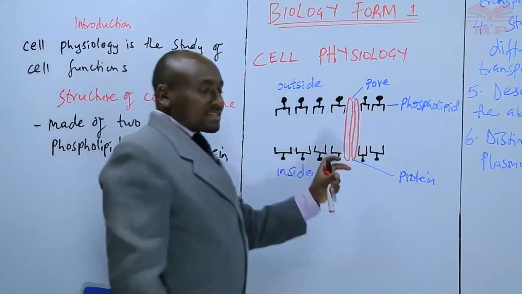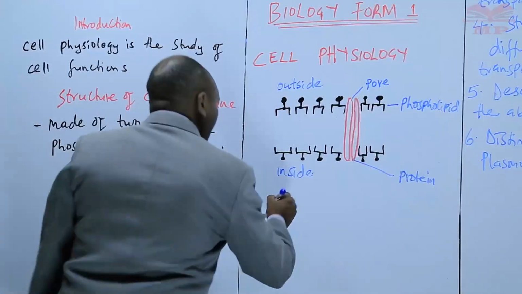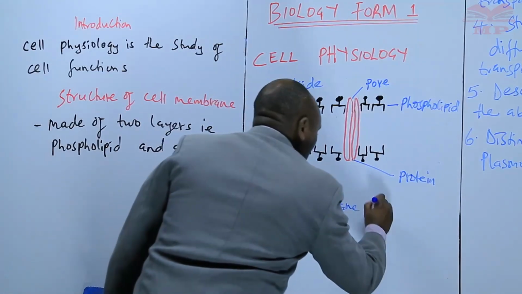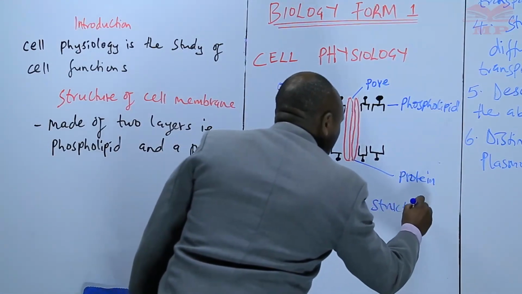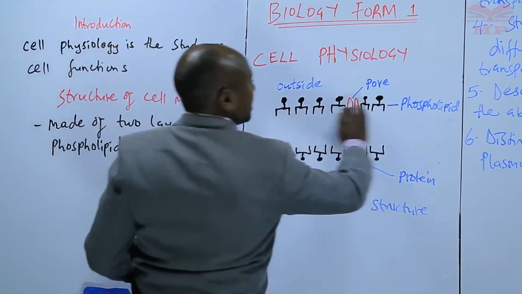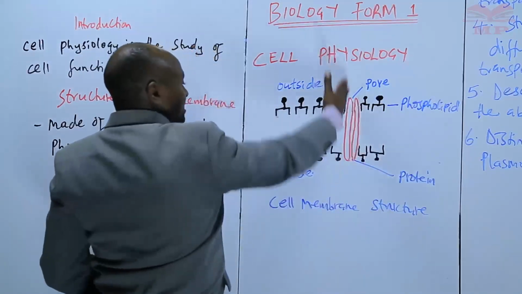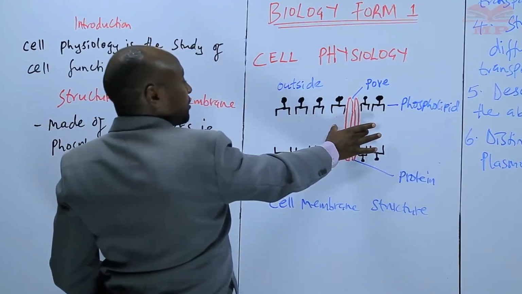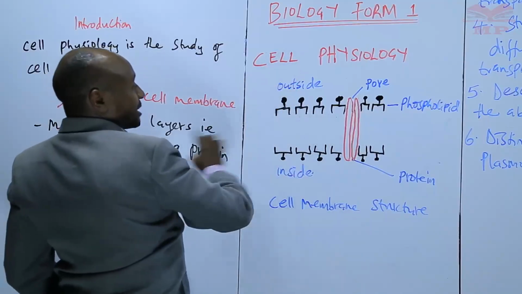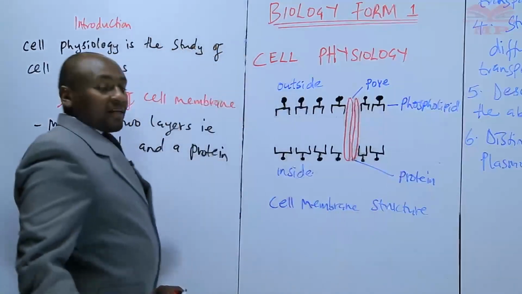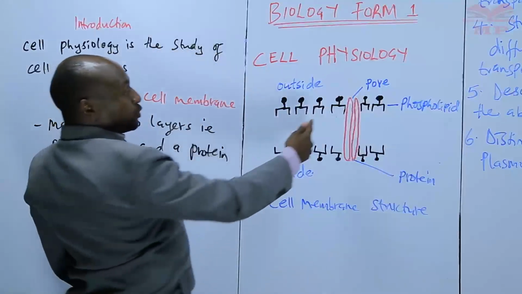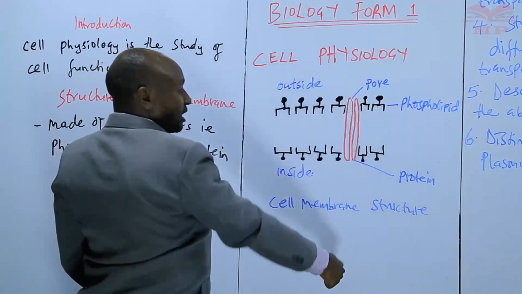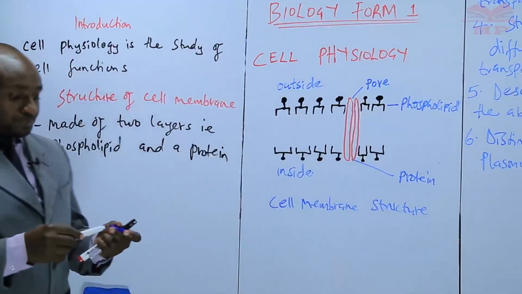We shall look at the characteristics of the cell membrane. So this is basically the cell membrane structure, which we have said is made up of two layers. There is a phospholipid layer on either side. Then there is the protein layer in between. So it doesn't have to be in one position. It can be in a number of positions. But basically, there is the phospholipid layer and there is the protein layer. Then in between the protein layer, there is a pore, or a hole, that allows materials to get in or out of the cell through the cell membrane.